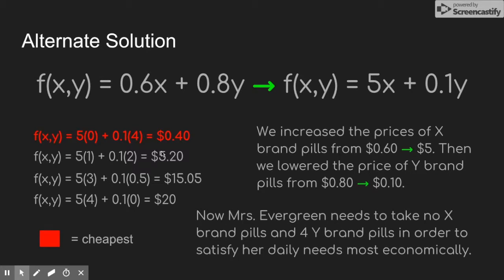The reason why we changed the price of the X brand pill to $5 and the Y brand pill to $1.10 is because the point (0, 4) only requires 4 of the Y brand pills. If the Y brand pill is cheaper, the total will be cheaper, and any other point that has the X brand pill in it will become a lot more expensive.